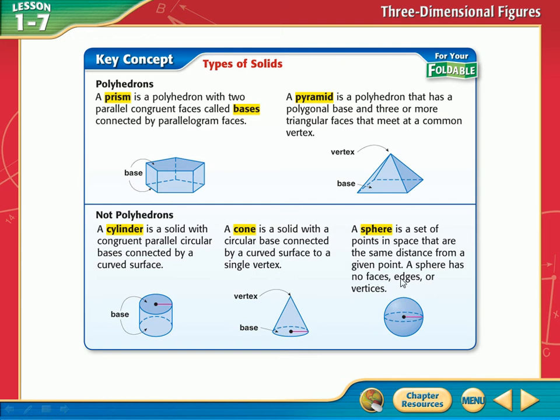It doesn't have any faces, doesn't have any edges, doesn't have a vertex, does it? Really, the only thing this has is a center and a radius. Do you see that little red line right there? We would consider that to be the radius. Look at this little red line right here, radius.